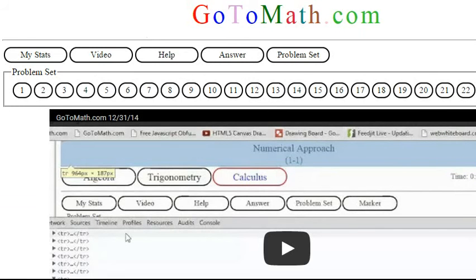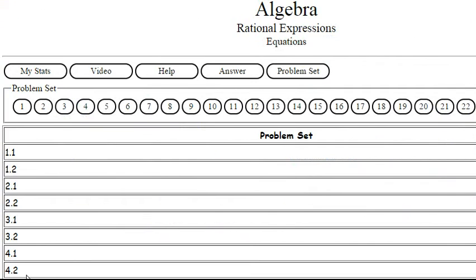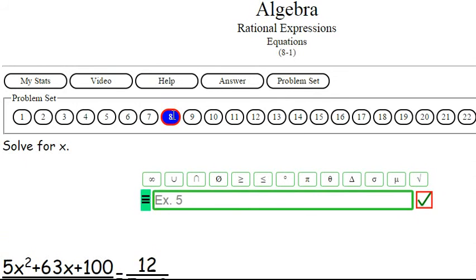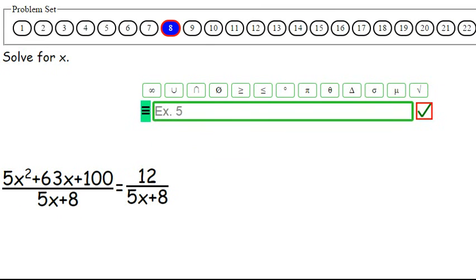Okay, we're going to GoToMath.com. Click on the algebra. Let's go down to equations. And we're looking at 8.1. Holy crud, what is that? Alright, I'll have to write this one down.